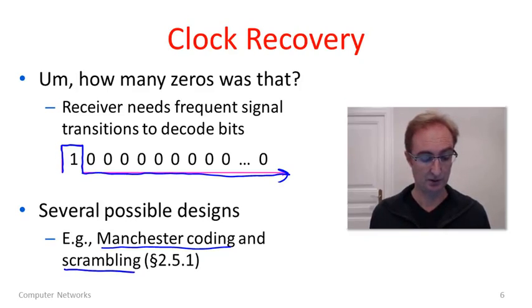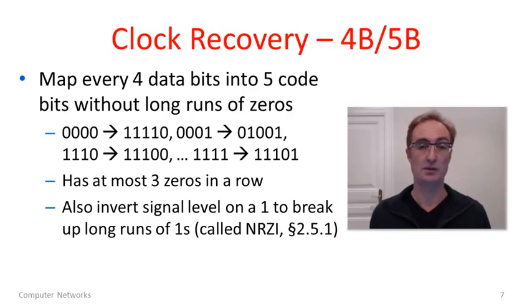Another approach is something called scrambling. You could exclusive OR your data with a pseudo-random signal, which makes it highly likely that you'll get transitions. You can look at these designs for fun. Instead, what I'm going to do is tell you just about one form of modulation that's used to help with clock recovery, and that's called 4B5B. The idea here is that we're going to map every 4 data bits into 5 code bits, which are then sent as a signal. And we'll do this in a way where we won't have long runs of zeros.